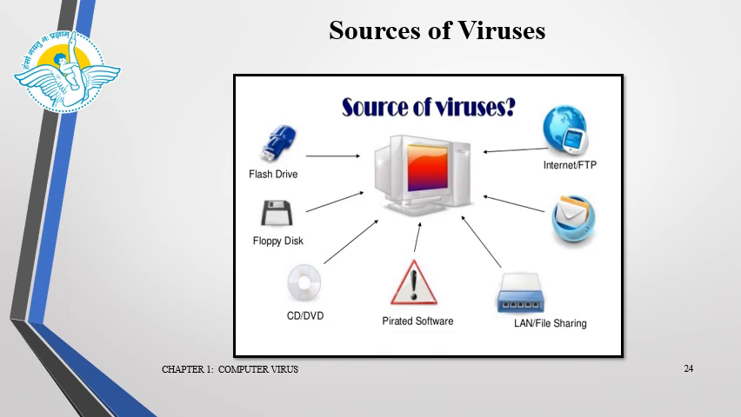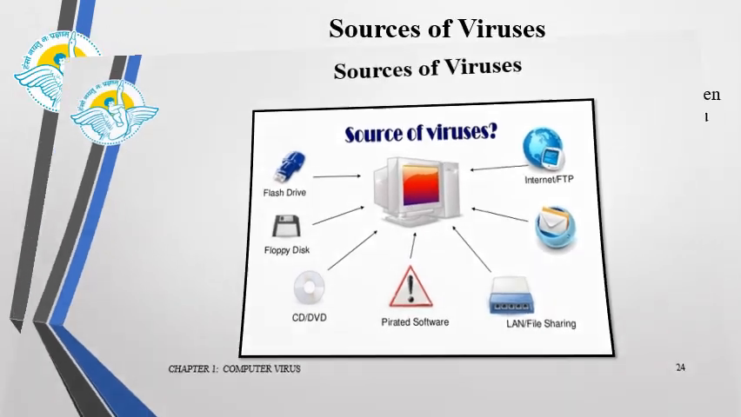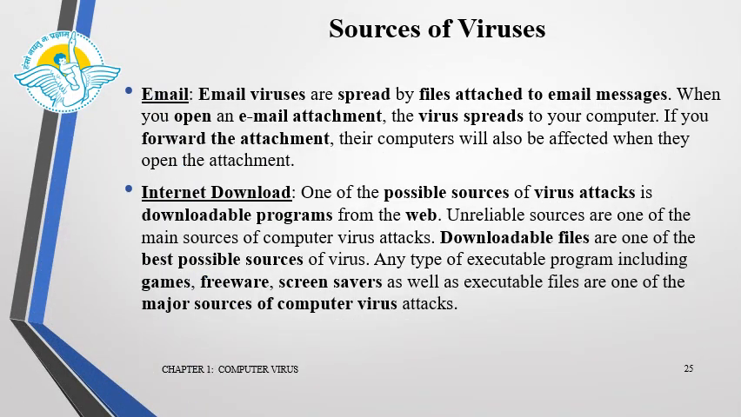Now let us understand the various sources of these computer viruses. The first and foremost being email. Email viruses are spread by files attached to email messages. When you open an email attachment, the virus spreads to your computer. If you forward the attachment, their computers will also be affected when they open the attachment.